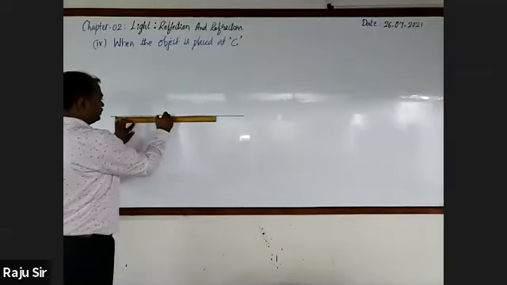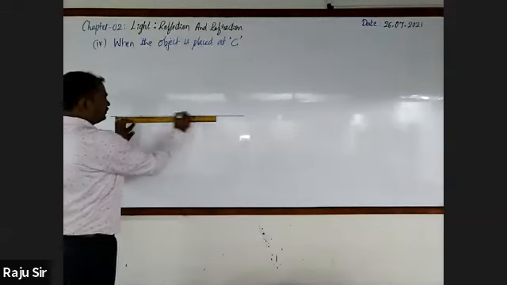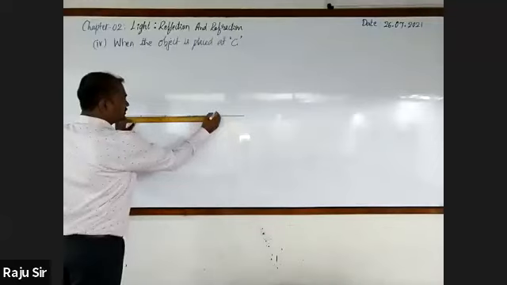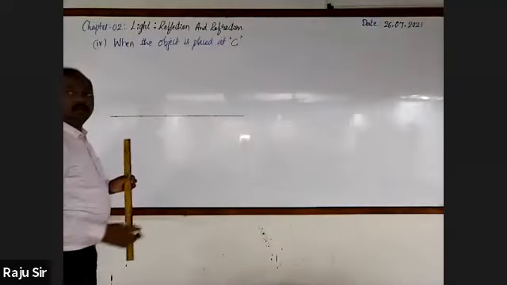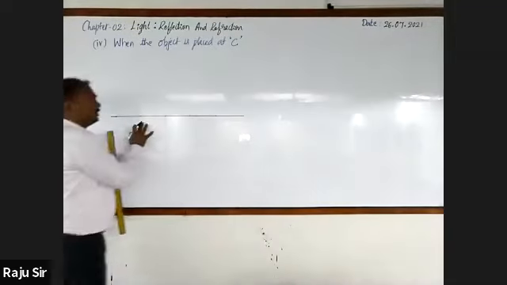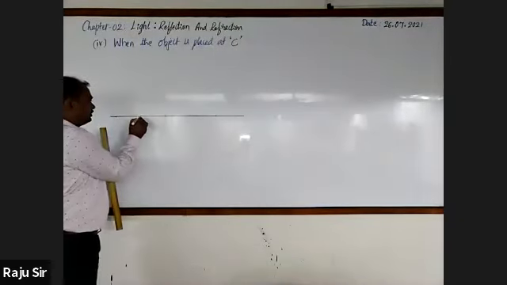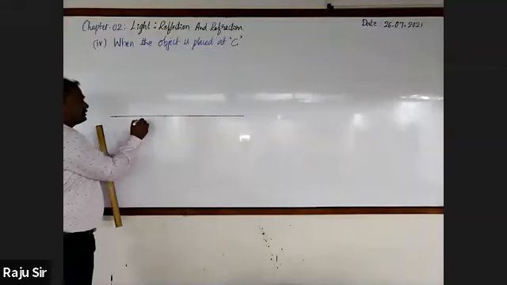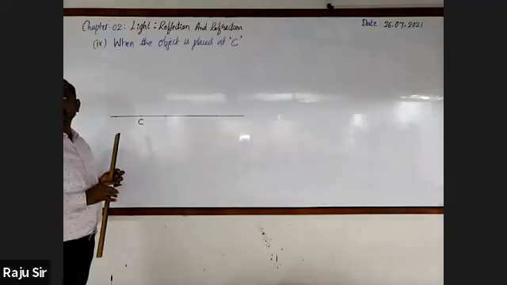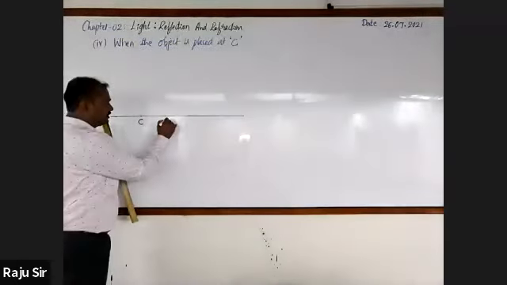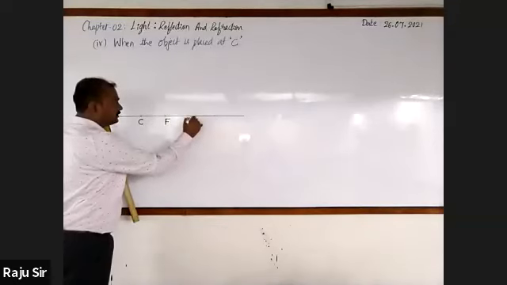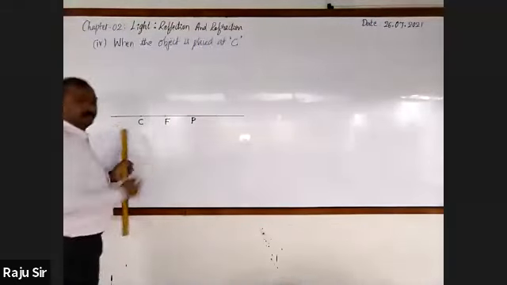2, 4, 6, 8. Now, you may mark this point as I am taking the second point. It is C, which represents the center of curvature, and this is F, and the third point is P.